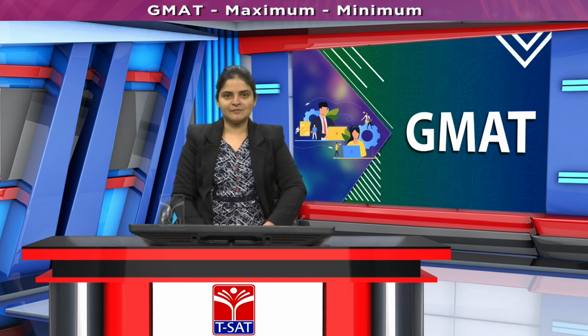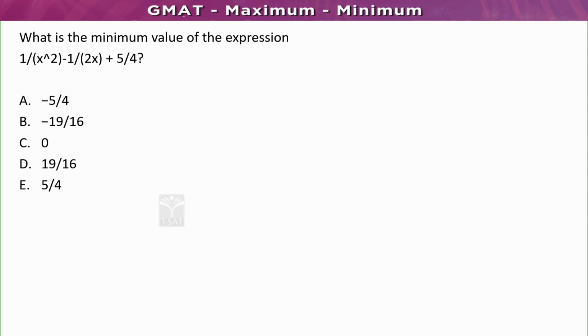Today's topic is maxima and minima. We'll be looking at some problem solving questions on this topic. So let's begin. The first question says, what is the minimum value of the expression 1 by x square minus 1 by 2x plus 5 by 4?